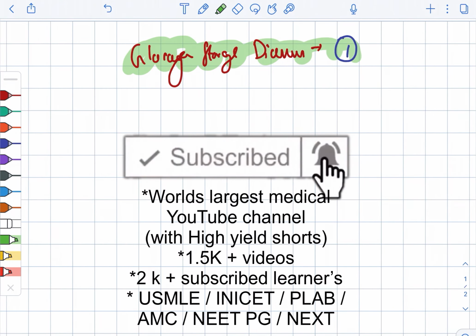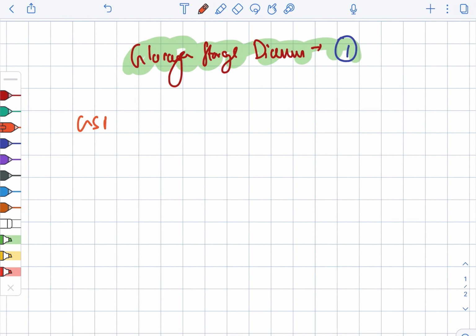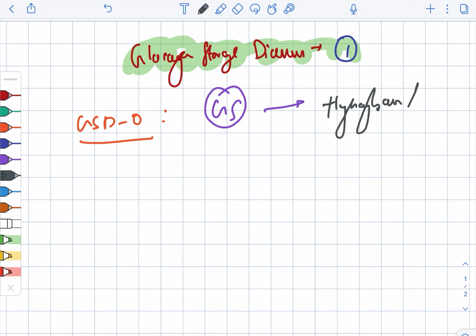Glycogen storage diseases. Firstly there is GSD type 0, and the enzyme deficiency is glycogen synthase. Symptoms can include hypoglycemia as well as early death.